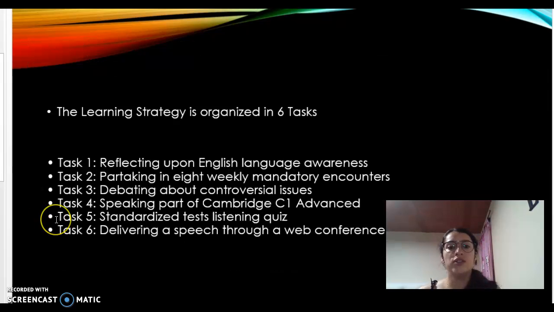Now, the learning strategy is organized in 6 tasks. Task 1, reflection upon English language awareness. Task 2, practicing the weekly mandatory encounters. Task 3, debating about controversial issues. Task 4, speaking part of the Cambridge C1 Advanced. Task 5, standard test listening quiz. Task 6, delivering a speech through a web conference system.